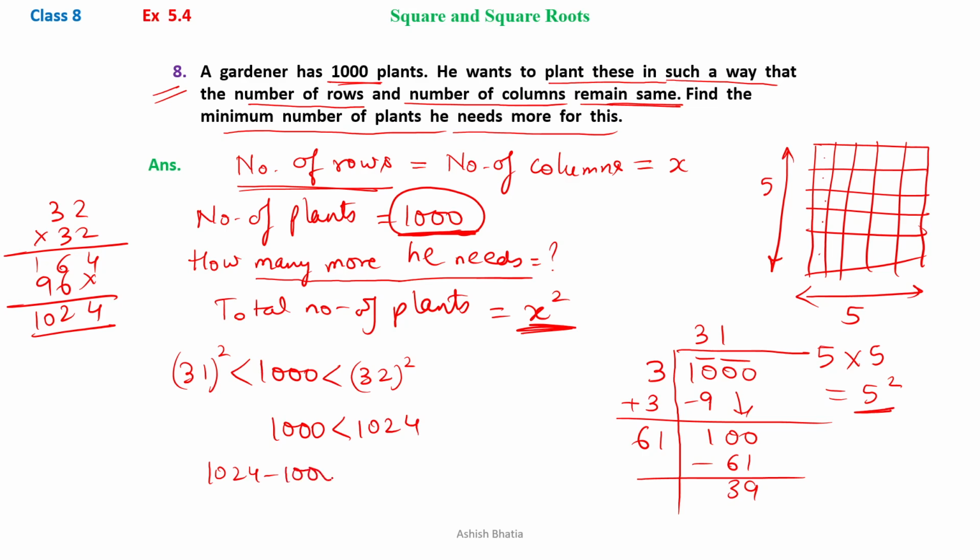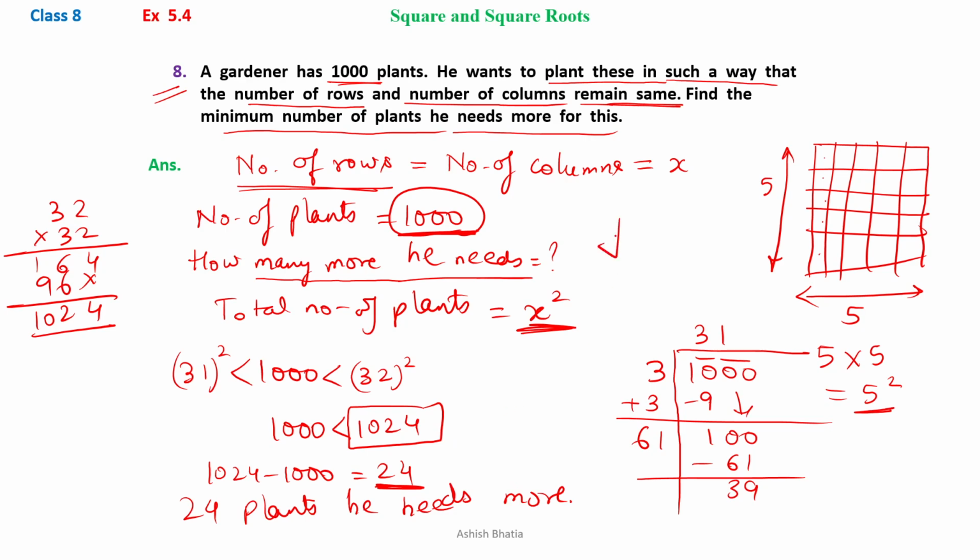Now, how many more plants does he need? That is 24, to make it a perfect square so that the number of rows and number of columns become equal. So our answer is that 24 plants he needs more. And the number of rows or number of columns, that would be how much? So we can write here that the root of 1024 is 32. So there would be 32 rows and 32 columns.